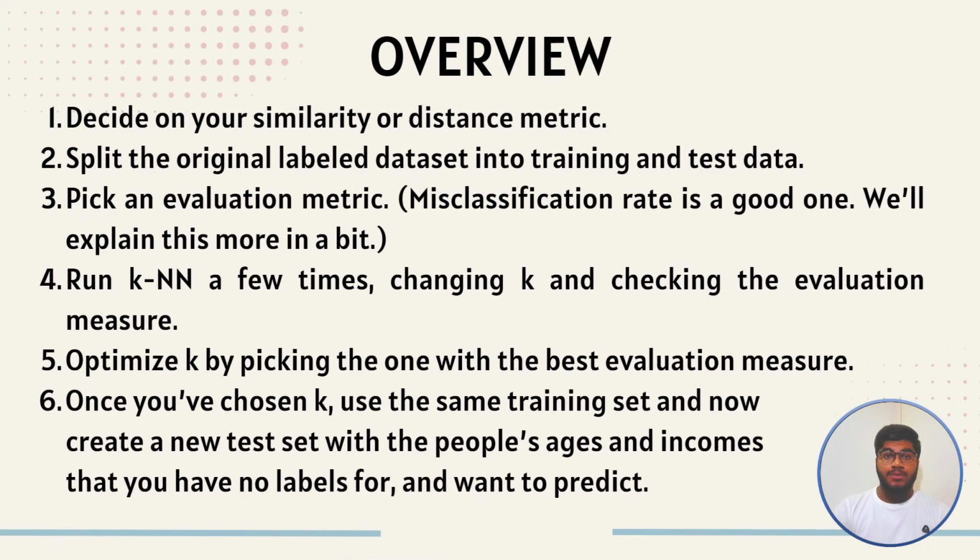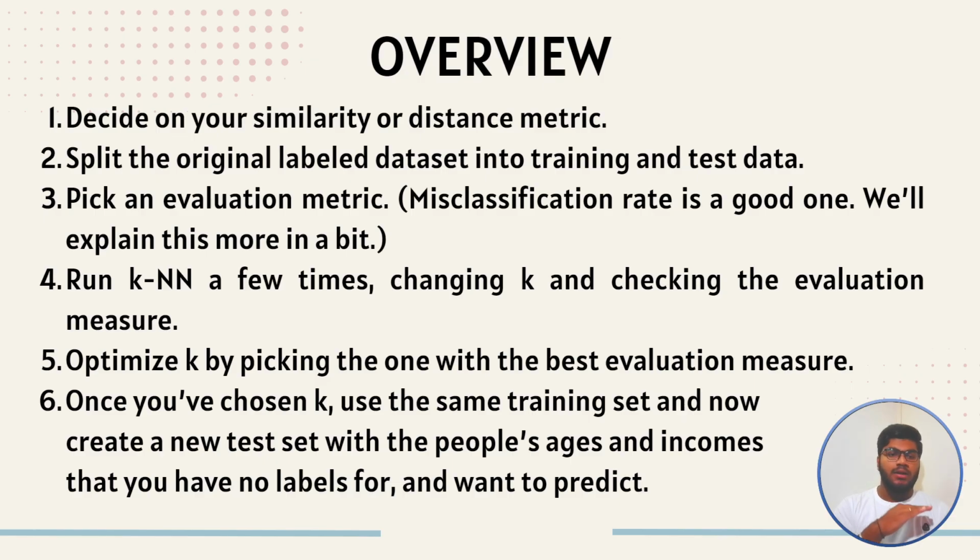Now let us discuss the overview of the KNN process. Here we mention the six steps which we are going to observe in the KNN process. The first step is to decide on your similarity or distance metric, and then we split the original labeled dataset into training and testing data. Pick an evaluation metric. The classification rate is a good one. We'll explain this more in a bit.